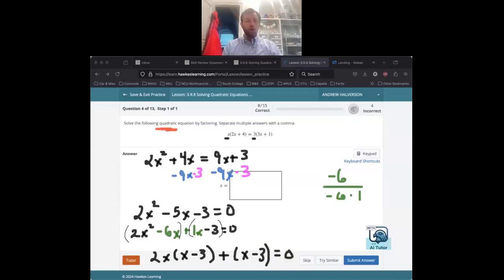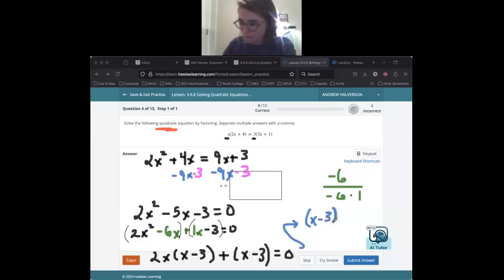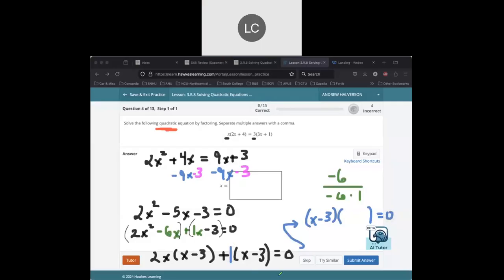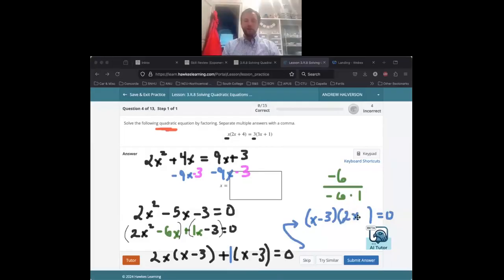So I've run out of room. Let me push it up a little bit to right here. I'm going to pull out that common x minus 3. And what's that going to leave as my other factor? 2x plus 1, I'm going to guess, because there is no number in front of that. There's a 1 in front, right? We have to remember it's still there.